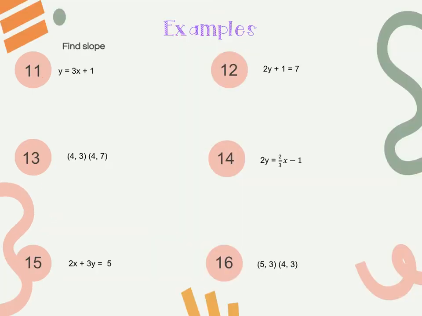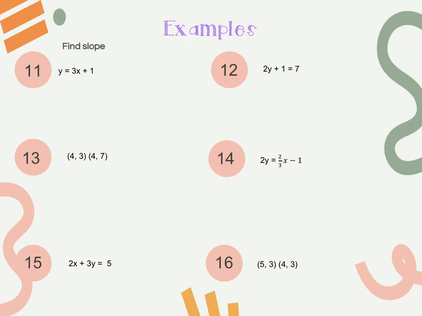All right, so these just say find the slope. So we're not graphing these, we're finding the slope. If we're given our equation in slope-intercept form, we can just find the m. If we're not, we want to get it in slope-intercept form. And if we're given the points, we use y2 minus y1 over x2 minus x1, okay?